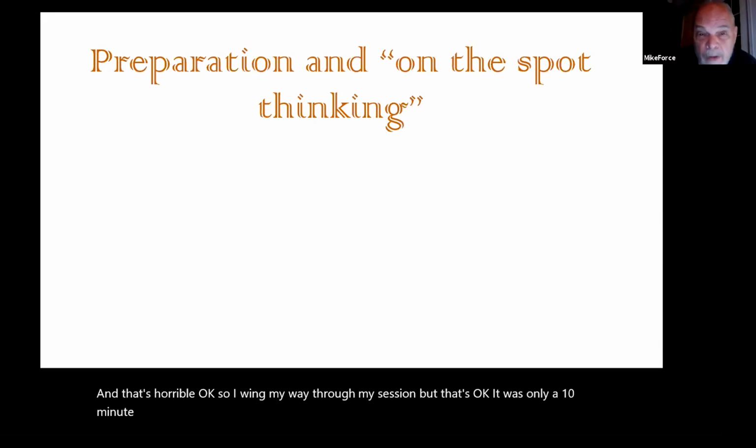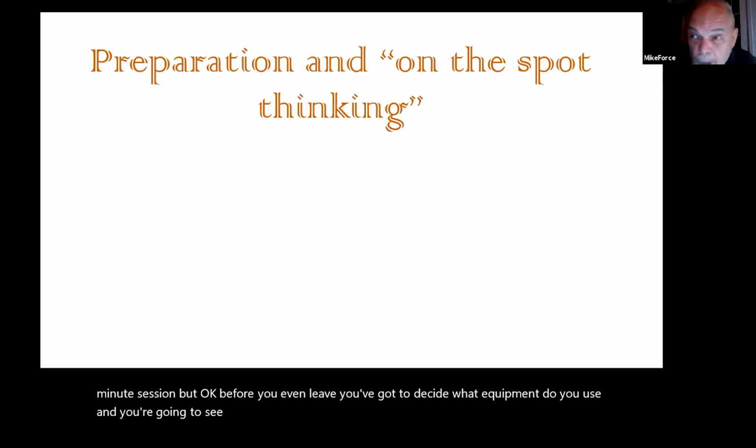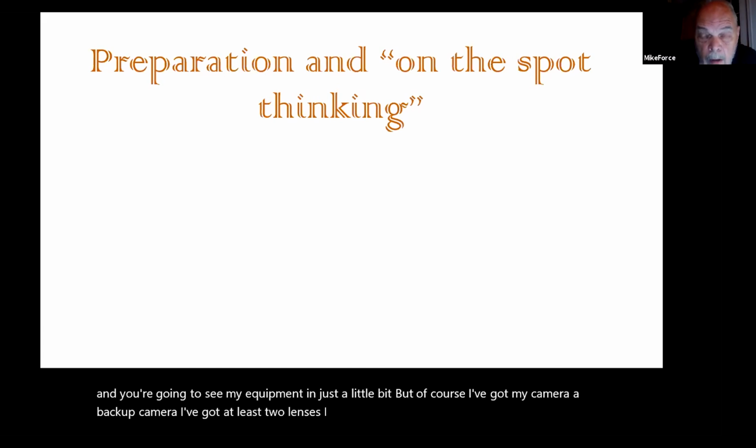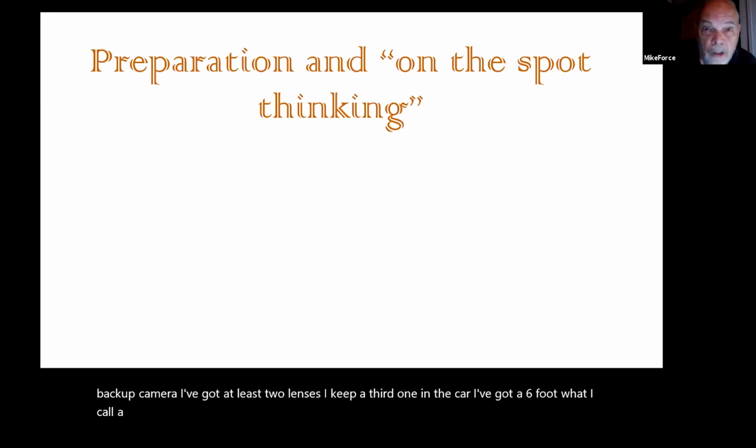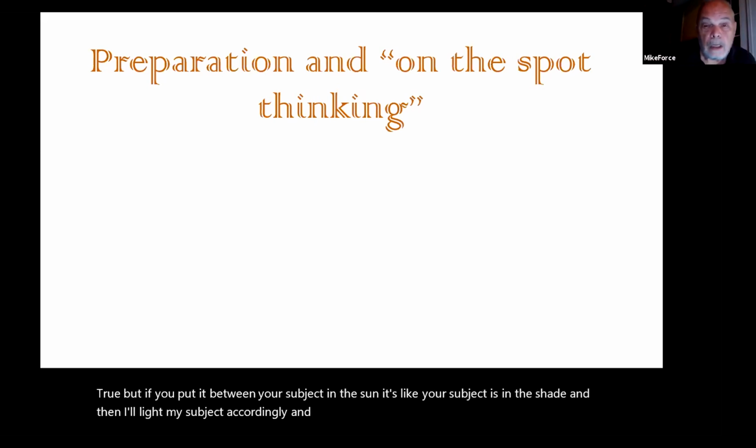But, okay, before you even leave, you've got to decide what equipment do you use. And you're going to see my equipment in just a little bit, but of course I've got my camera, a backup camera. I've got at least 2 lenses. I keep a third one in the car. I've got a 6-foot, what I call a portable cloud. It's translucent. It lets light through, but if you put it between your subject and the sun, it's like your subject is in the shade. And then I'll light my subject accordingly and end up with a great picture. So you've got to decide on all your equipment before you get in the car.